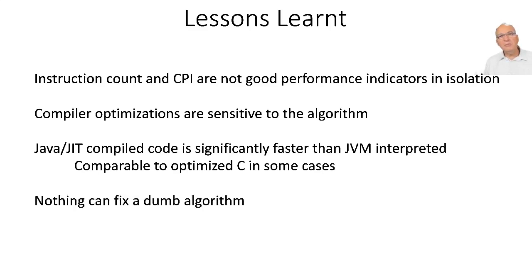But probably the biggest lesson that we have learned from this performance analysis is there is nothing that can fix a dumb algorithm. So there is no optimization in the compiler, there are no tricks in the assembly programming that you can do if the algorithm that you have chosen to solve your problem is a bad algorithm. So the best that you can do for performance is to choose the right algorithm for your problem.